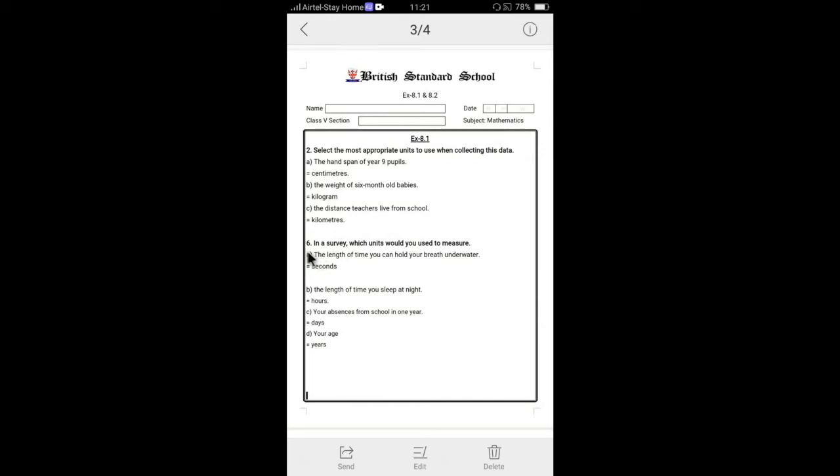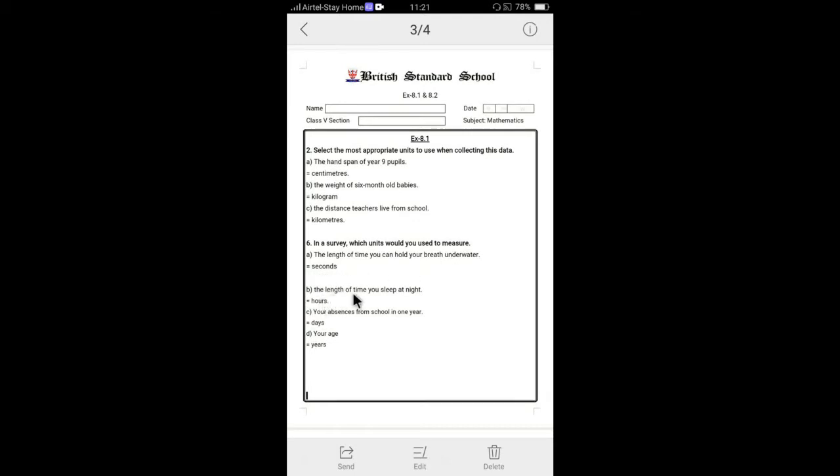Question number 6. In a survey, which unit would you use to measure? Let's talk about time, days, these things. The length of time you can hold your breath underwater. Usually underwater, we cannot take a long time. We cannot stop the breathing for a long time. It's a very short time you can stop. So obviously seconds is going to be the correct answer.